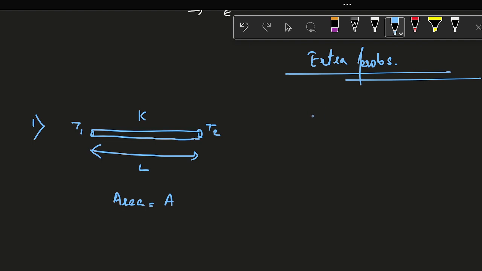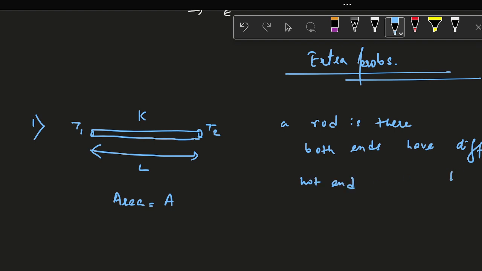Okay, so this is basically a very basic thermodynamic problem, but we will start with it because it is a standard problem. It very often comes even in competitive exams. So we just note down our problem first so that there is a basic reference. A rod is there, both ends have different temperature. So we can assign one end as the hot end, and the other end as the cooler end.